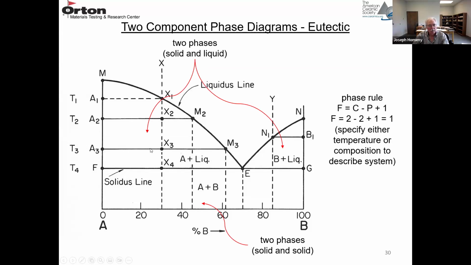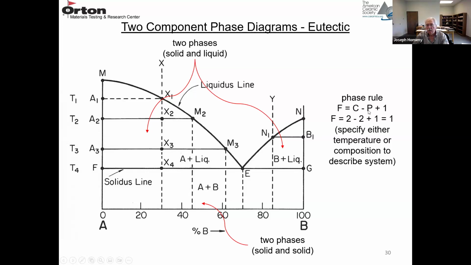There are 2 phases in these 3 other regions. So this is A plus liquid in this region here. This is B plus liquid. And then below the solidus line, it's A plus B. So there are 2 phases in each region. Crystals A, a solid, and a liquid. In this region, you have crystals B and a liquid. And then you have 2 solid phases below the solidus line, A and B.